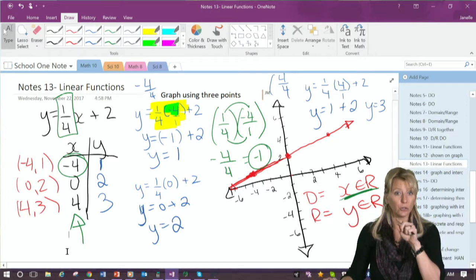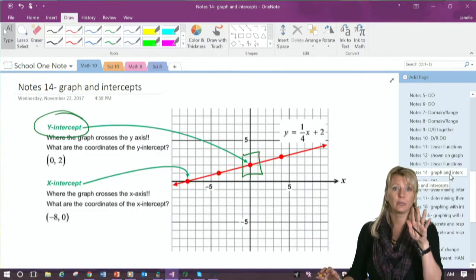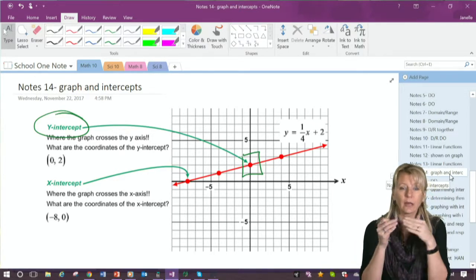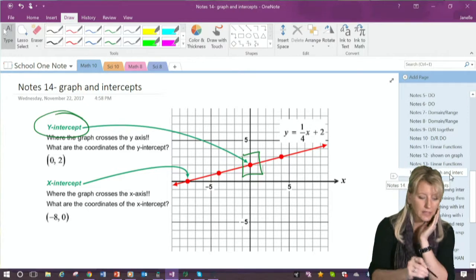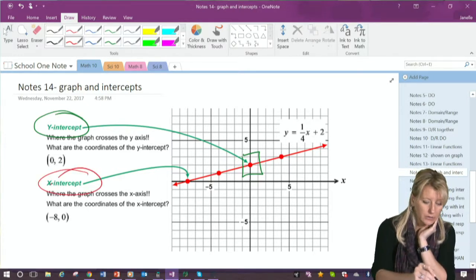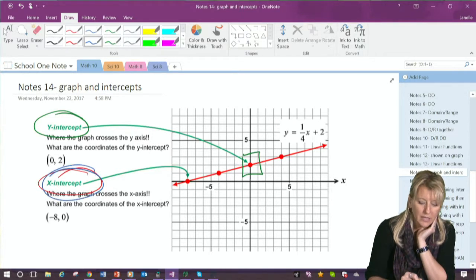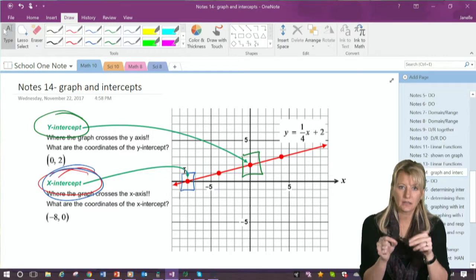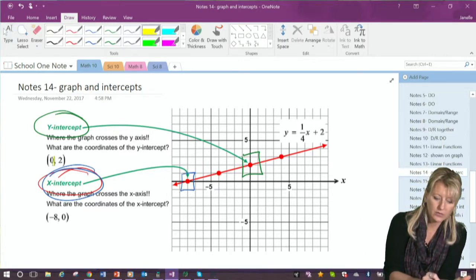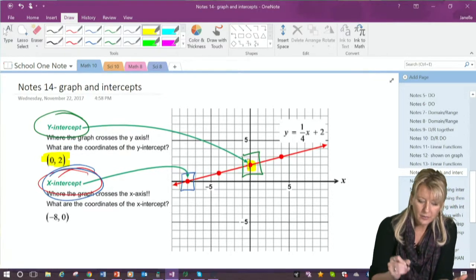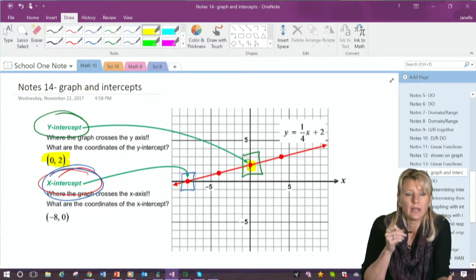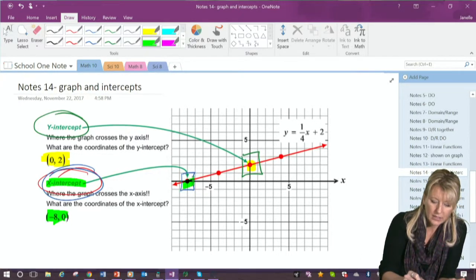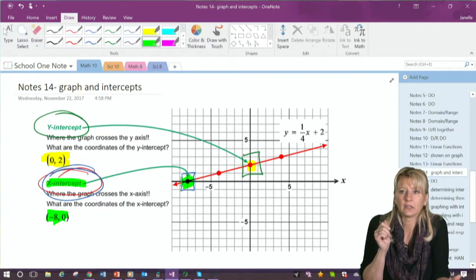So now what I'm getting to here is that you don't have to worry about picking any other numbers except 2 sets of numbers. What I'm showing you is that the y-intercept is where that line crosses the y-axis, and the x-intercept is where it crosses the x-axis, okay? Now, when it crosses the y-axis, right there, what do you notice about one of the numbers? And when it crosses the x-axis, right here, what do you notice about one of the numbers there as well?